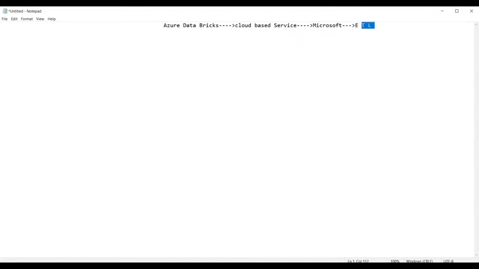Now, guys, what do you mean by ETL? Already I told you yesterday, ETL stands for what? Extraction, transformation, and loading. This process of extraction, transformation, and loading is a process of what? Data summarization.